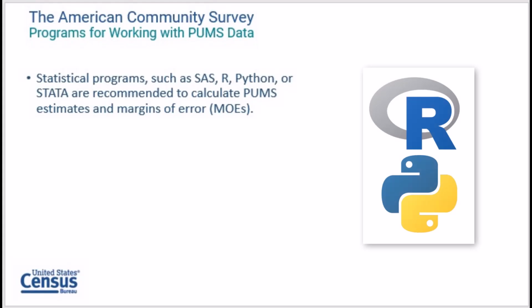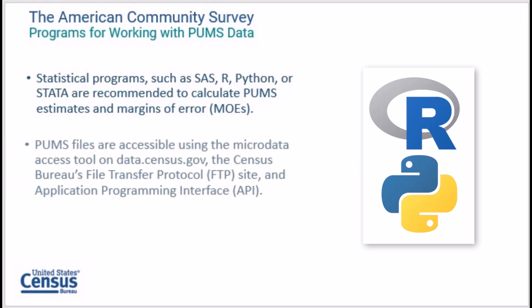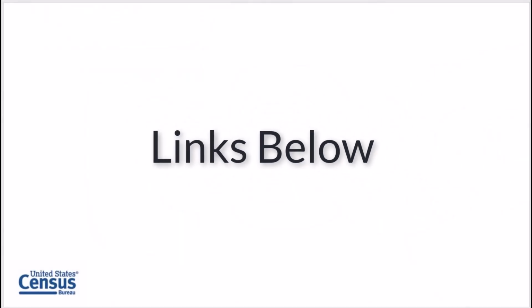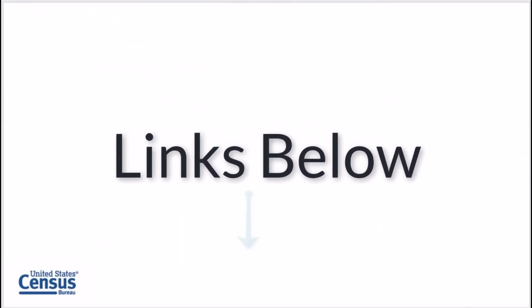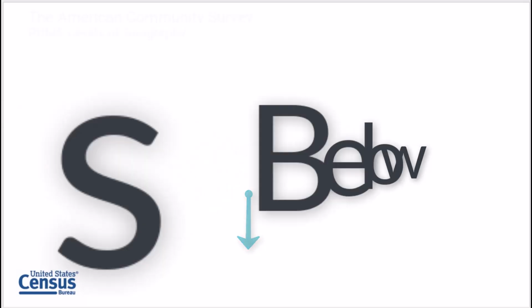Statistical software is recommended when working with PUMS data. PUMS data are accessible using the Microdata Access tool on data.census.gov, the Census Bureau's File Transfer Protocol site, or FTP site, and Application Programming Interface, or API. The links to access the data, resources, and instructional videos are provided below.